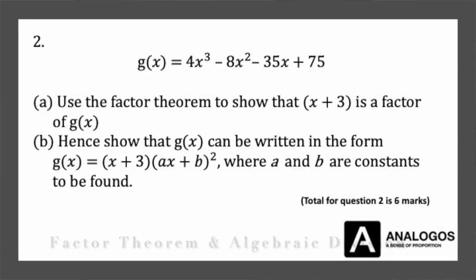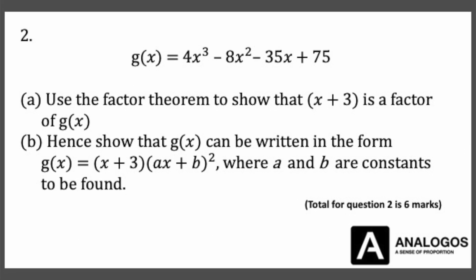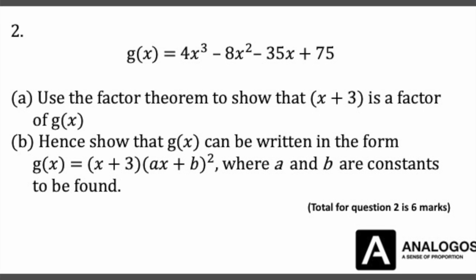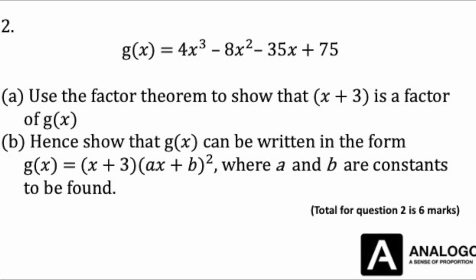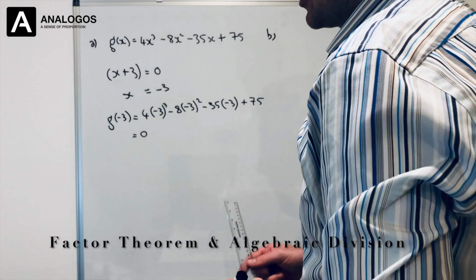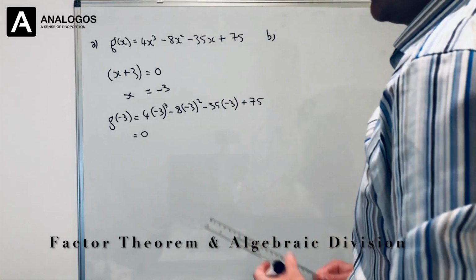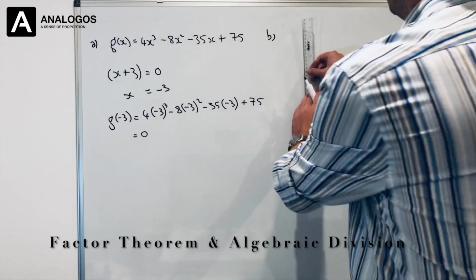Part B. Hence, show that g of x can be written in the form g of x equals x plus 3 bracket ax plus b all squared, where a and b are constants to be found. Okay, so we know that x plus 3 is a factor, so using synthetic division, like we did in the last question, we can fully factorize. Okay, so again, let's set up.